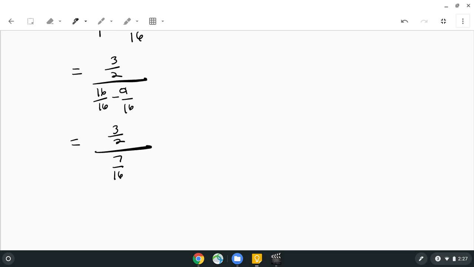And there are different ways to do this part. You could clear your fractions by multiplying by 16, the numerator and the denominator. That's one way to do it. Or you can treat this like a division problem, 3 halves divided by 7 over 16. It's up to you, depending on how you learned this. So I'm just going to go ahead and clear my fractions here. I'm going to multiply by the LCD, which is 16. That will cancel there and cancel here, and that will leave me with 24 over 7.